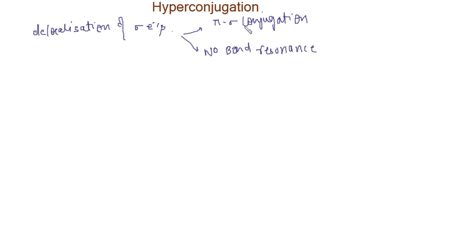Now let's talk about hyperconjugation. How many types of hyperconjugation do we know? We know two types of hyperconjugation. One is plus H and another is minus H. So let's talk about the first, plus H hyperconjugation.